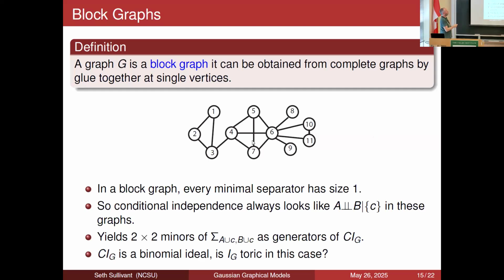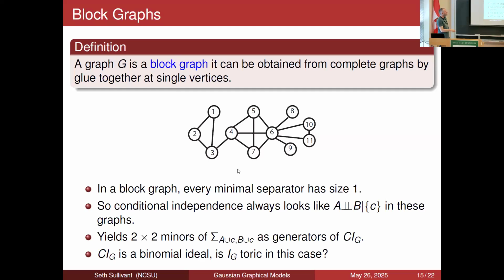And that is the case of graphs that are called block graphs. A graph is called a block graph if it can be obtained from complete graphs by gluing them together, but just at single vertices. So this graph is an example of a block graph. Here I have a complete graph, and then I glued that to this complete graph just at the vertex 3, which I then glued to this complete graph at the vertex 4, et cetera. So just gluing them together at single vertices.